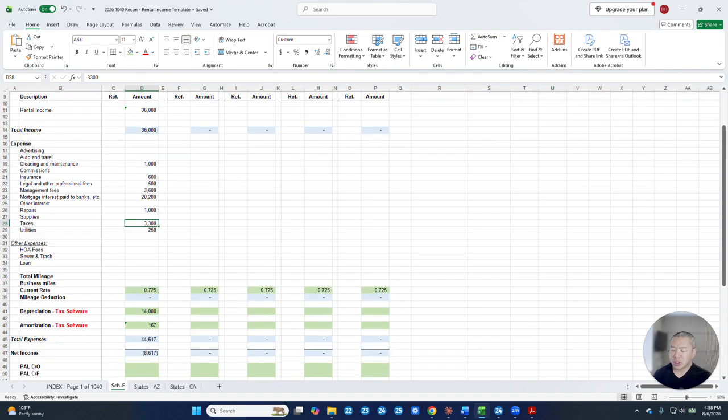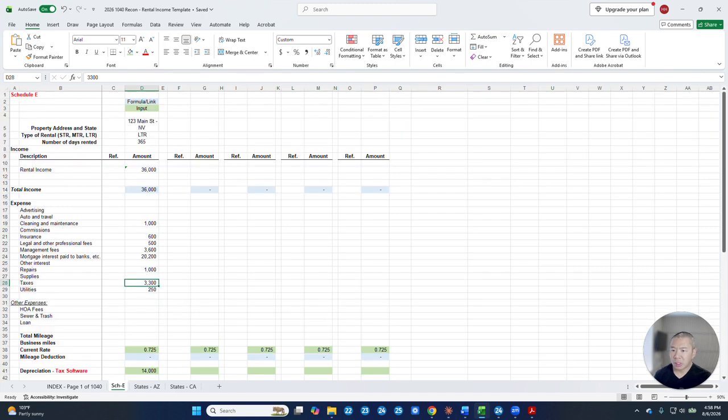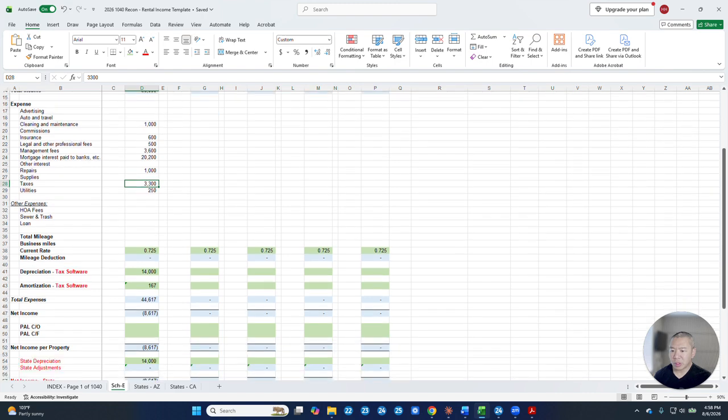Your depreciation should be in the tax software, as well as your amortization for the loan costs. And so in this example, there was a rental loss of $8,600, primarily due to everything, but it's mostly the depreciation, I would say. I mean, obviously there's mortgage interest, but it puts him in a rental loss.